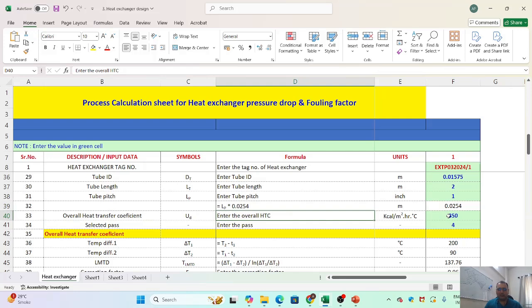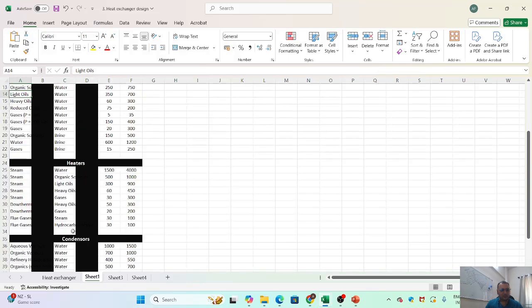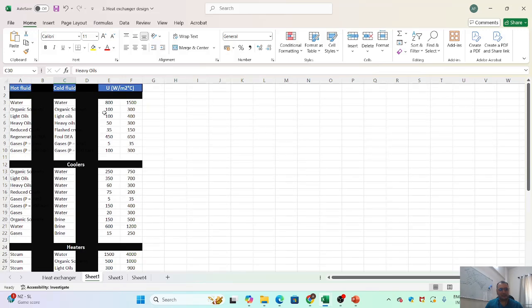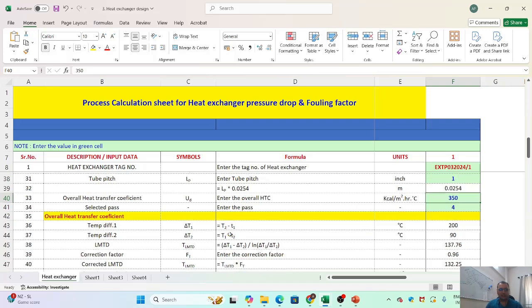So you will have to give a guess value for overall heat transfer coefficient. So some of the guess values I have recorded here. So this can be used as a guess kind of. So you can see light oils and water, or some Dowtherm heavy oils. So what is the range of overall heat transfer coefficient? So you can just write this number here. Also, you can search it on net if you want to do that. So overall heat transfer coefficient, which is UD, is given. That is 350 in this case.